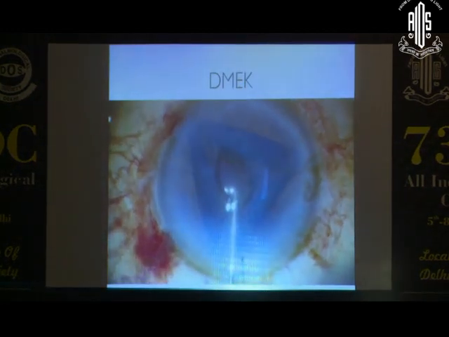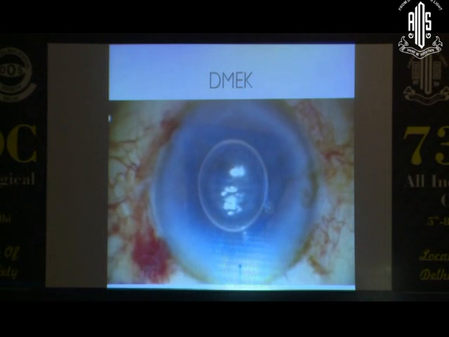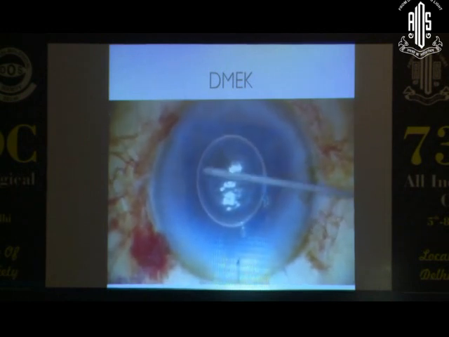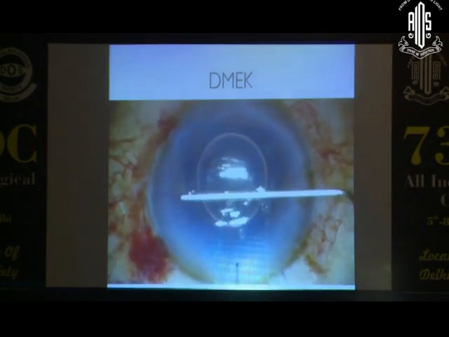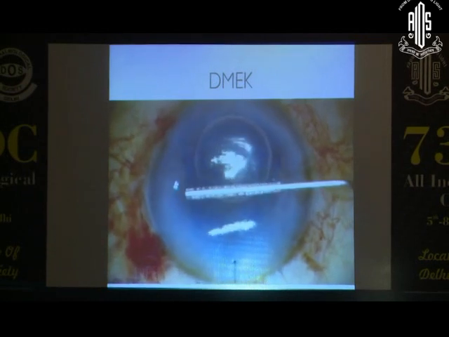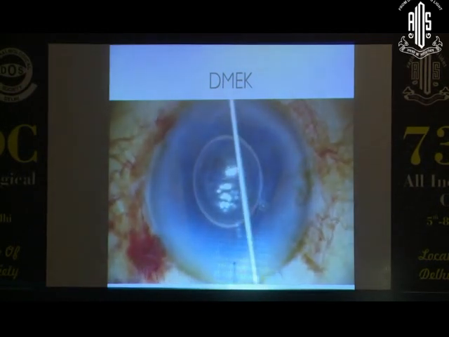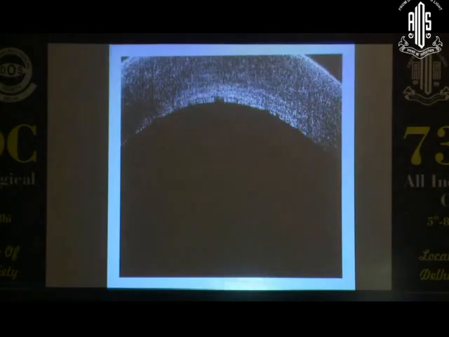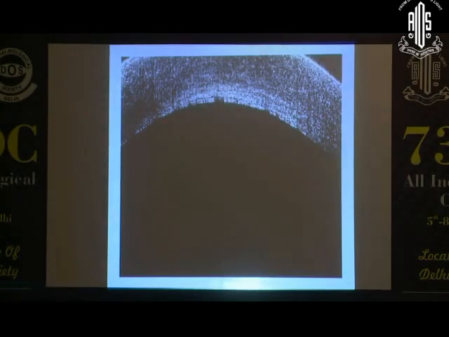And so following this, what we were able to do is use an air bubble to open up the DMAC graft over the iris, and then finally put an air bubble to make sure that the Descemet roll is adherent to the posterior stroma. So this is how it helps in DMAC surgery too. And this is the Descemet that is attached.